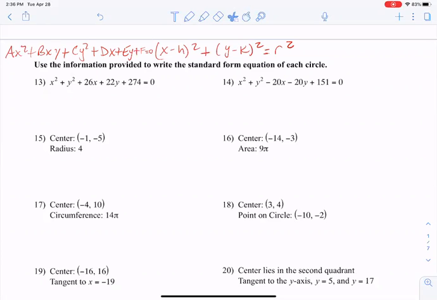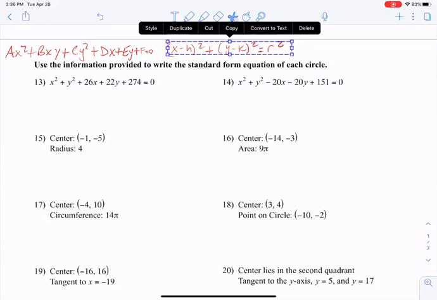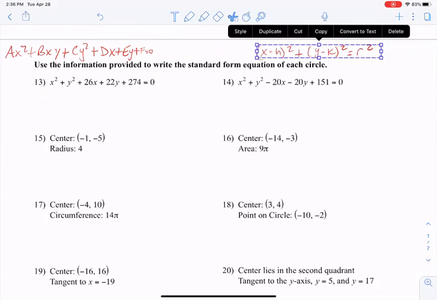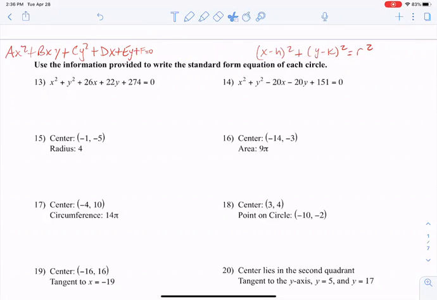Let me move this a little bit so it makes more sense. So this is the standard form, and this is the general form.